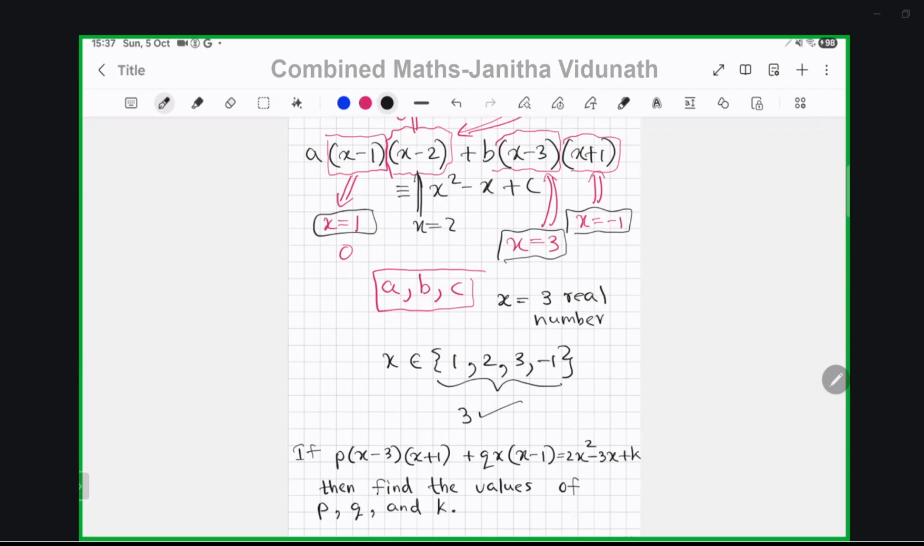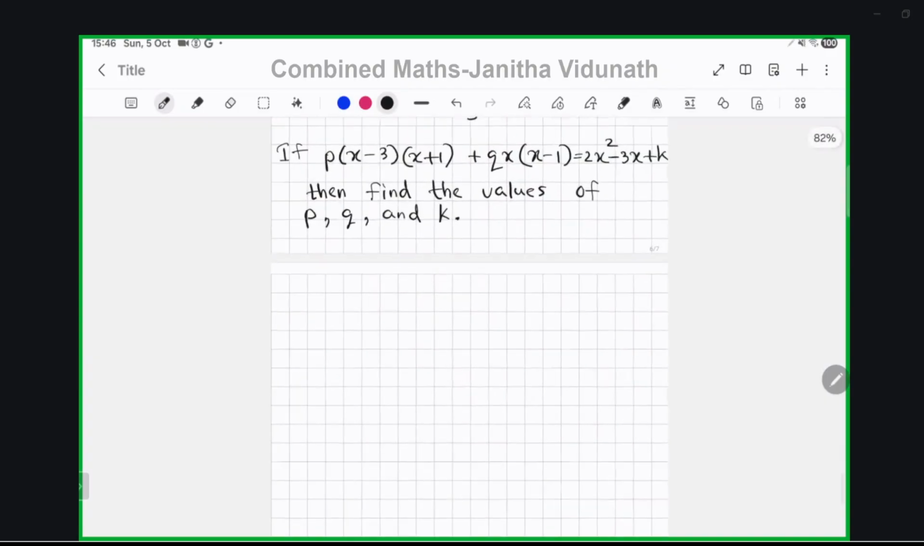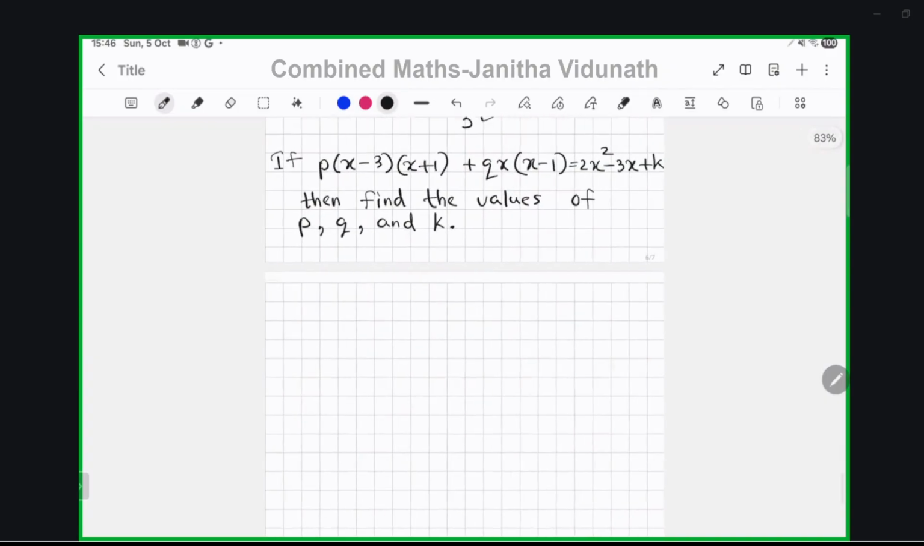Okay. Using the second method, the method that we learned today, try to solve this question. Now I am going to solve this question.